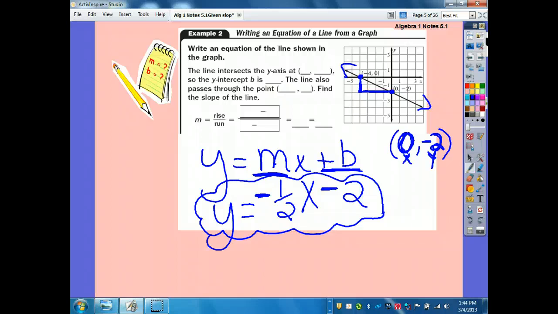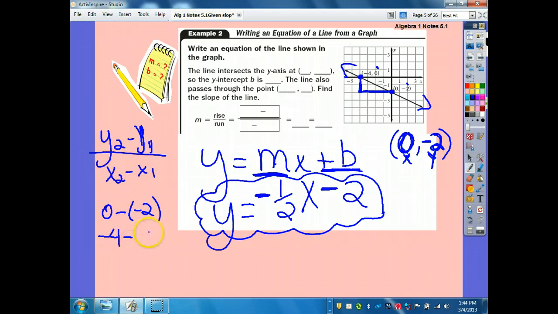What's that other way we learned last chapter to find our slope? y2 minus y1 divided by x2 minus x1. Excellent. So what are my y's minus my y's? 0 minus a -2 on the top. And then what on the bottom? -4 minus 0.